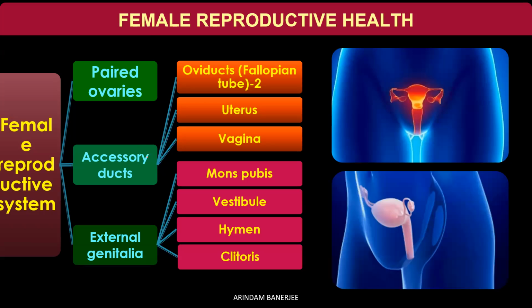Next is the accessory duct. Within the accessory duct, there are two fallopian tubes, one uterus, and the vagina. Within the external genitalia are the mons pubis, vestibule, hymen, and clitoris. So these are the external genitalia. Within the accessory duct, the oviduct or fallopian tube is 2 in number, uterus 1, vagina 1. So these are the accessory ducts.